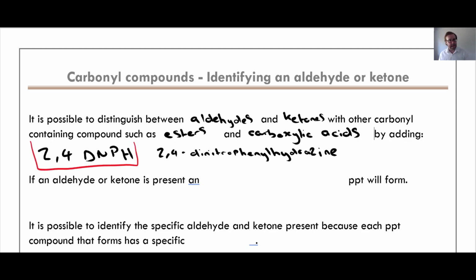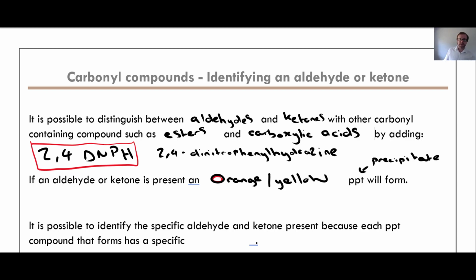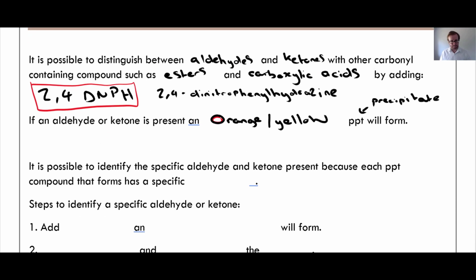If an aldehyde or a ketone is present, an orange or yellow precipitate will form. This PPT means precipitate. Remember, a precipitate is a solid suspended in a solution, so you can't see through it in a test tube. It may also look a bit red, so it could be an orange, yellow, or red precipitate, but the main point is that we get a precipitate.